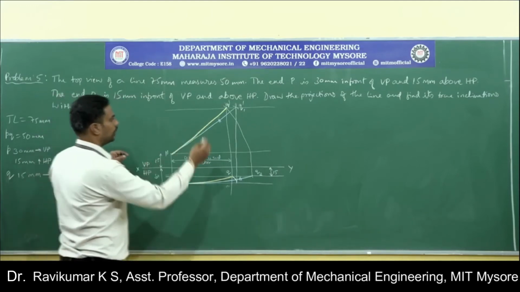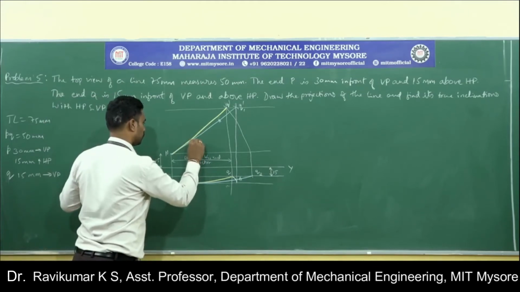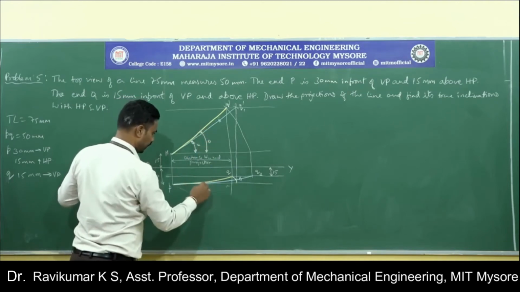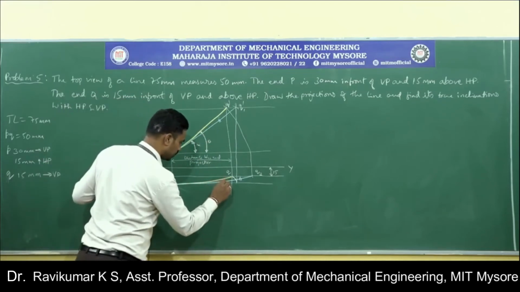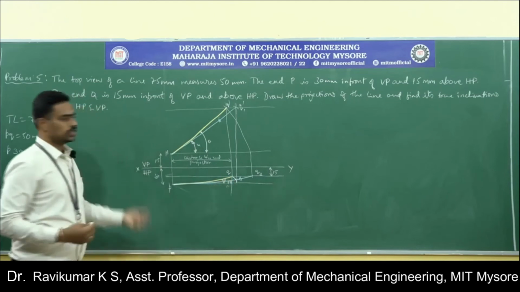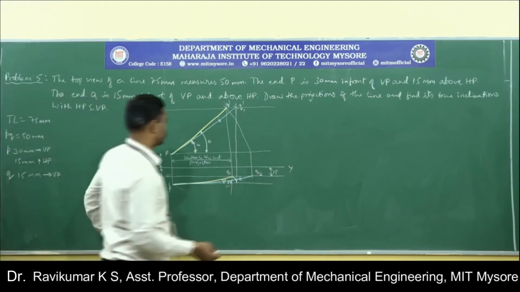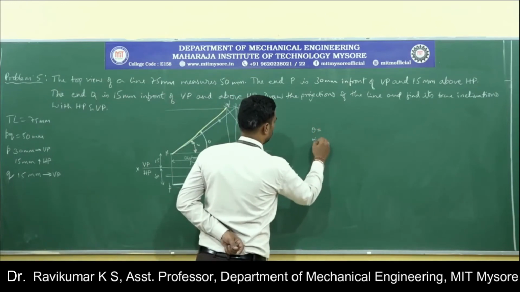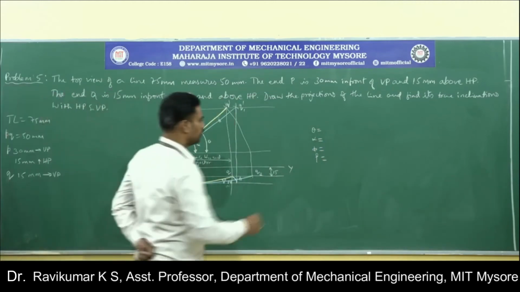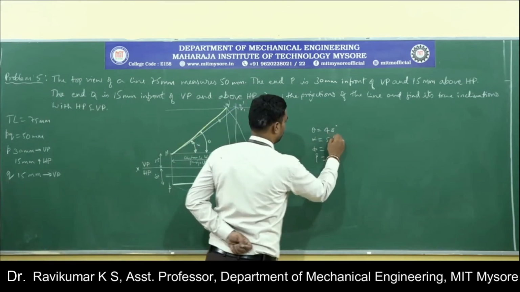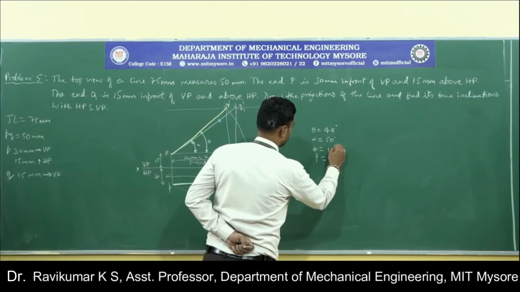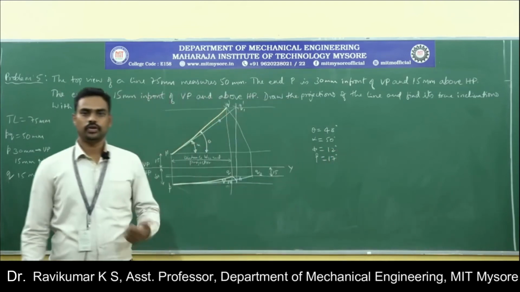Now you need to measure the inclinations. This is alpha and this is theta, and then this is beta and this is phi. If you measure it once you draw it to the actual scale, you will get theta 48 degrees, alpha 50 degrees, phi 12 degrees and beta 17 degrees. You will get this answer if you draw it to scale.